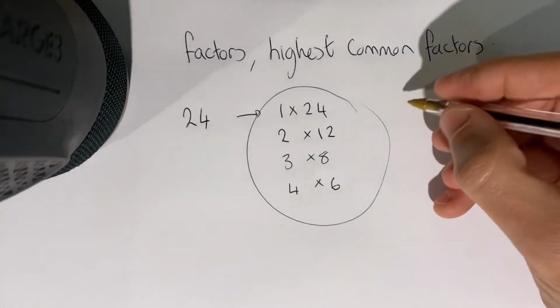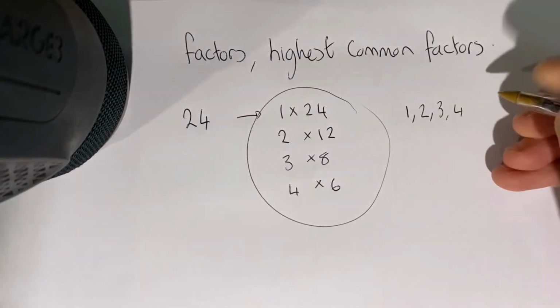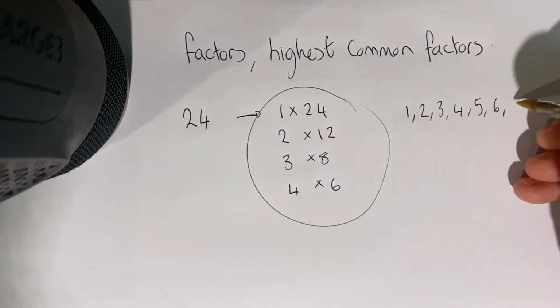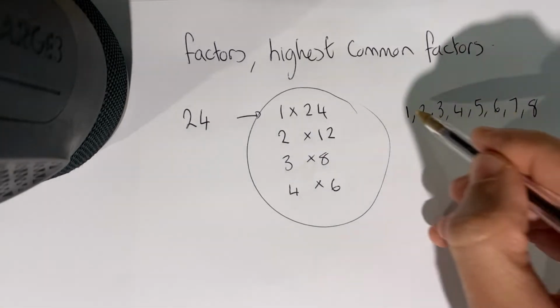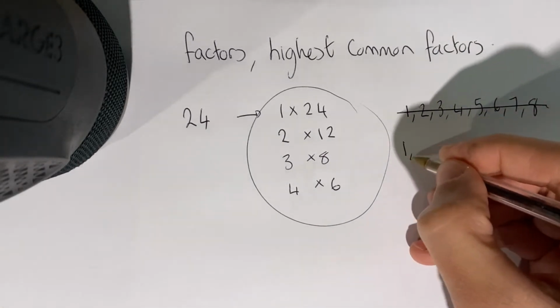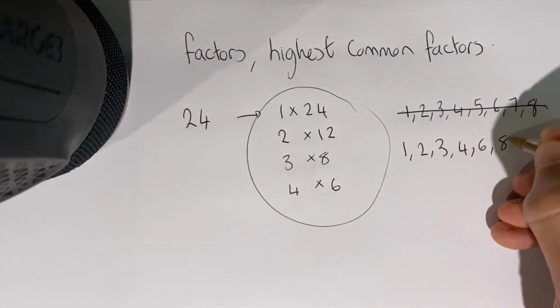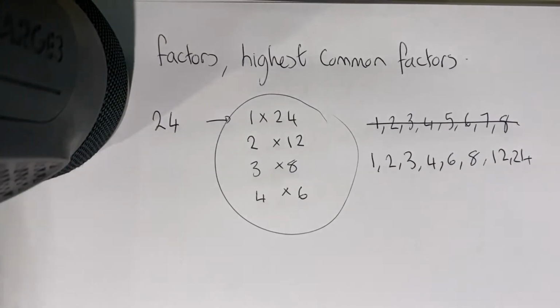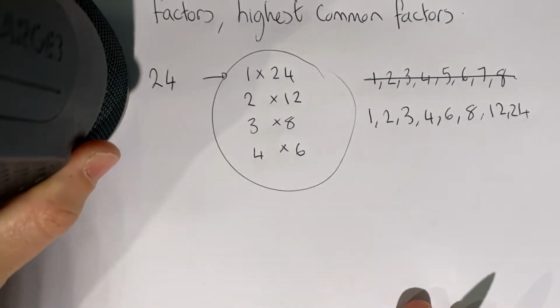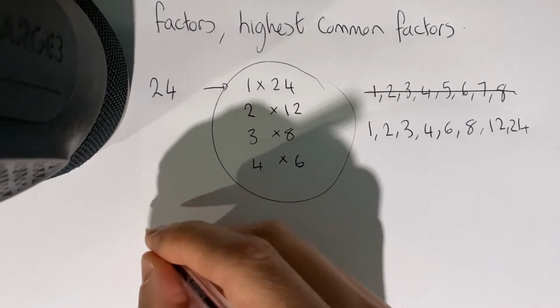So if I wrote them in a list, I'd say the factors of 24 are 1, 2, 3, 4, 5, 6, 7, 8. Oh no, sorry, I just started writing the general numbers there. They're not them, they're 1, 2, 3, 4, 6, 8, 12, 24. So there we have the factors of 24. Right, now I just want to write a different number here. I'm going to write down, let's say, 18.